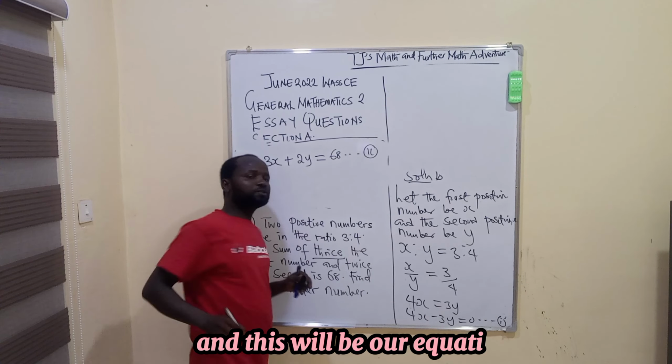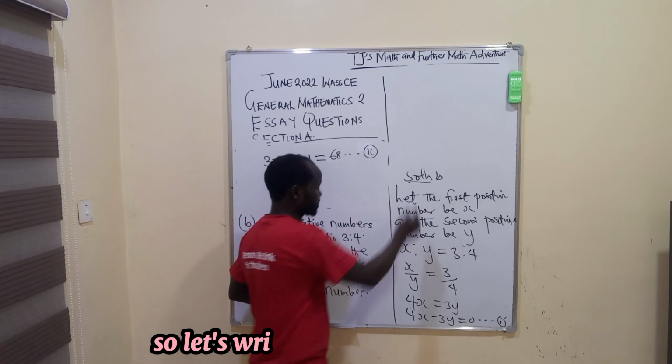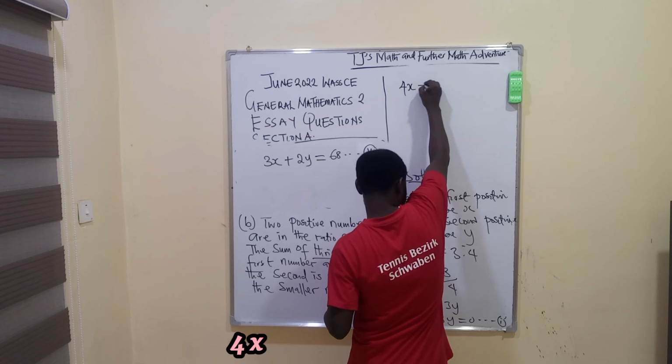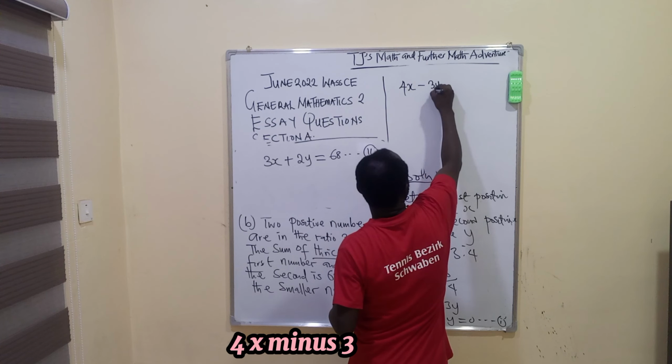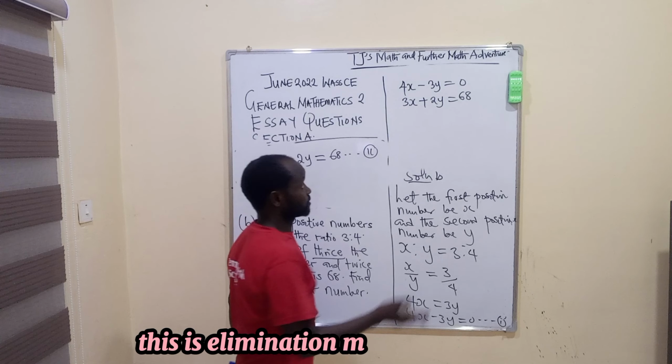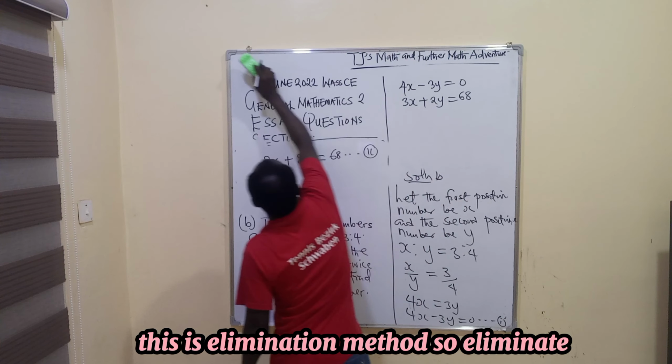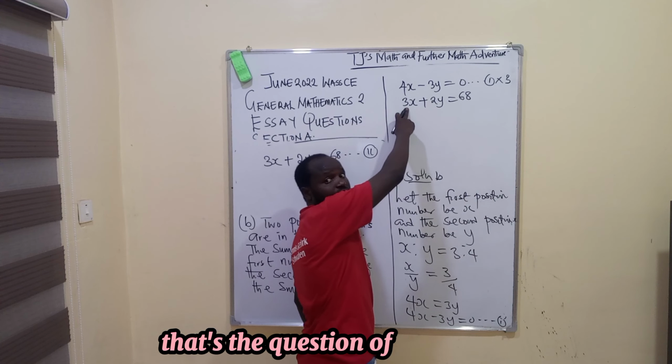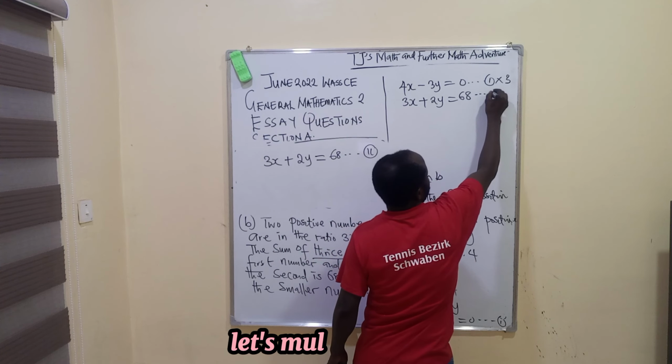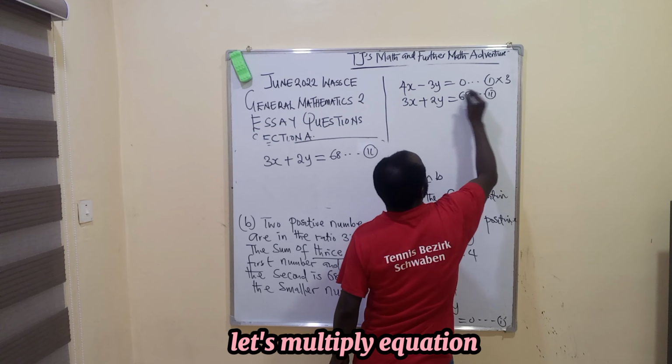So we are asked to find the smaller number. These two equations, we can solve simultaneously. So let's write down equation 1: 4x minus 3y equals 0. Equation 2 is 3x plus 2y equals 68. Let's use the elimination method to eliminate x. Let's multiply equation 1 by 3, the coefficient of x in equation 2.